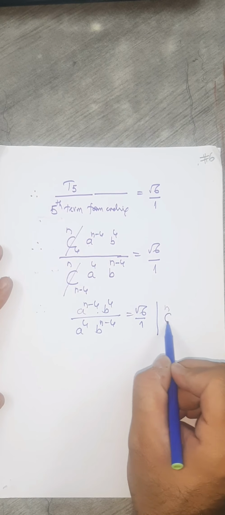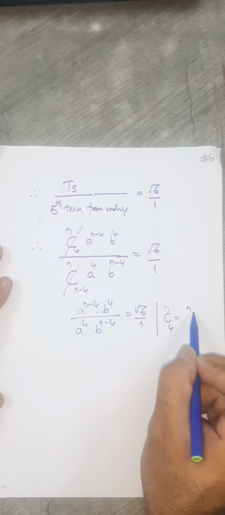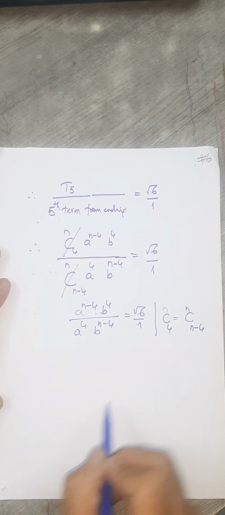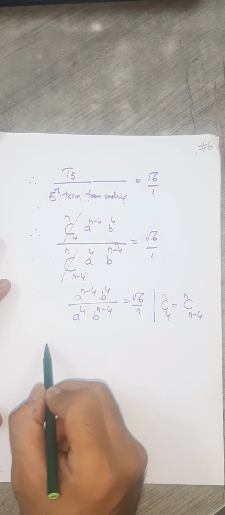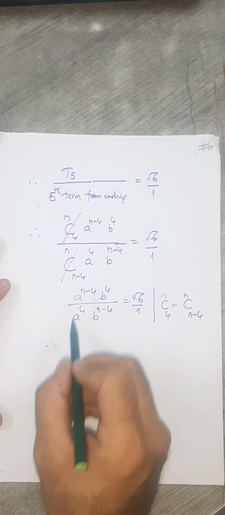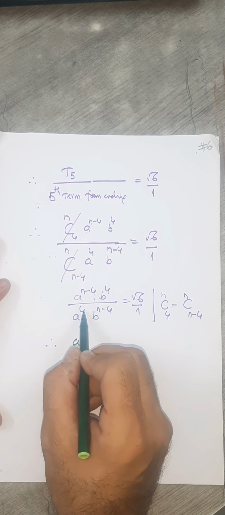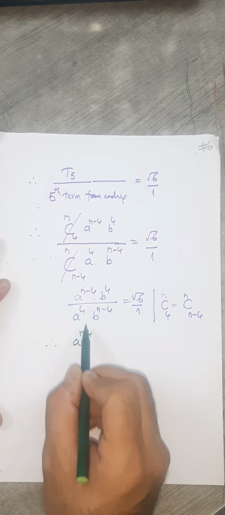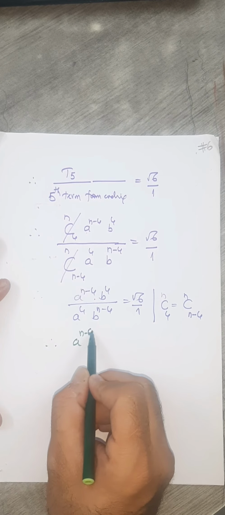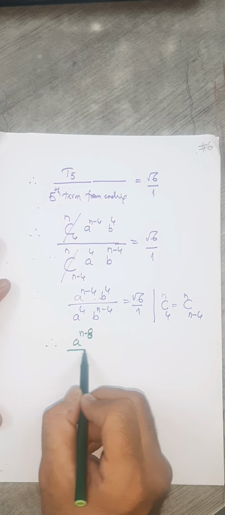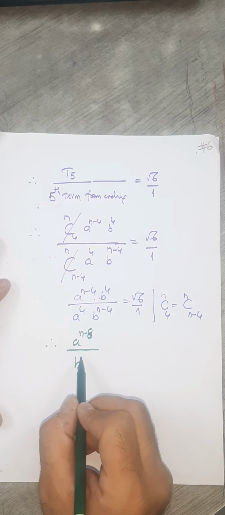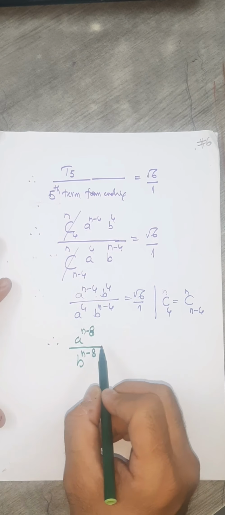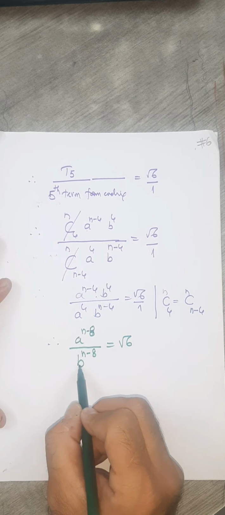Which concept have you used? NC4 equals NC n minus 4. Fine. Now what about this? I'll take this one in the numerator, so n minus 4 will be in the numerator. So minus 4 minus 8. This I'll take down, so b raised to n minus 4 minus 4. So n minus 8 equals root 6.